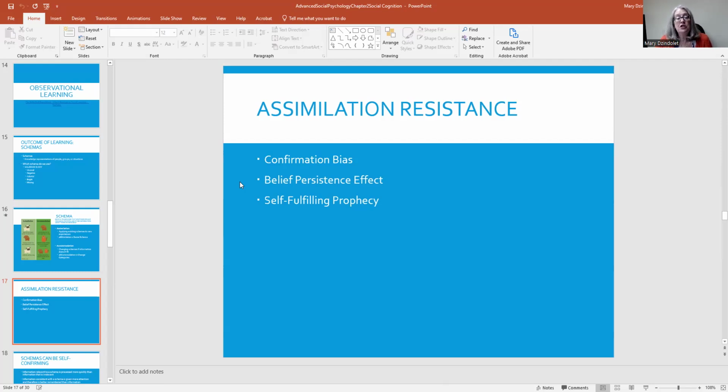Another assimilation resistance thing is the belief perseverance effect. The belief perseverance effect is this finding that even when you are given information that contradicts a schema that you have, you will not change your schema. You will continue to believe in something even though you have information that contradicts it. You will discard the information that contradicts it, and you'll keep believing what you initially believed.